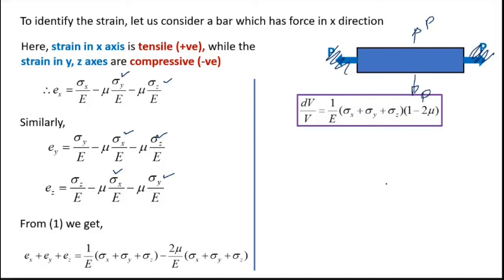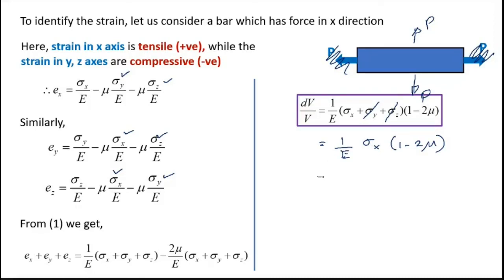So நம்ம first brick problem ஒன்னு பார்த்தோம். Brick problem இந்த மாதிரி தான் ஒரே ஒரு force apply ஆகுது. அப்ப sigma y லயோ sigma z லயோ force இல்ல. அப்ப I can cancel these two. என்ன வரும்? 1 by E sigma x into 1 minus 2 mu ன்னு வரும். What is the sigma x?